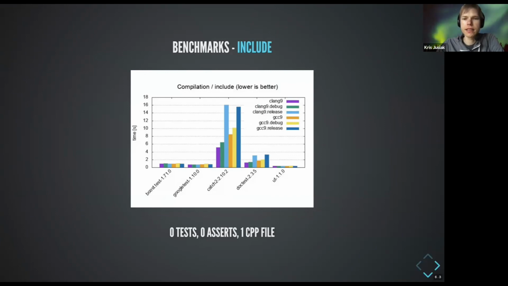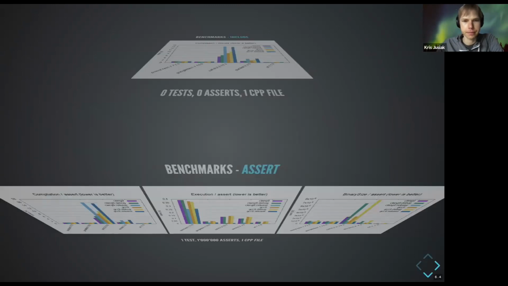I tested in Clang 9 and GCC 9. Catch2 is quite slow to include, as you noticed, and Doctest a bit not that fast, but the rest is quite fast to include. And obviously Boost Test and Google Test are fast to include because of being libraries. So the includes are fast, but you pay for the libraries, but you pay once. So that's the benefit of the libraries.